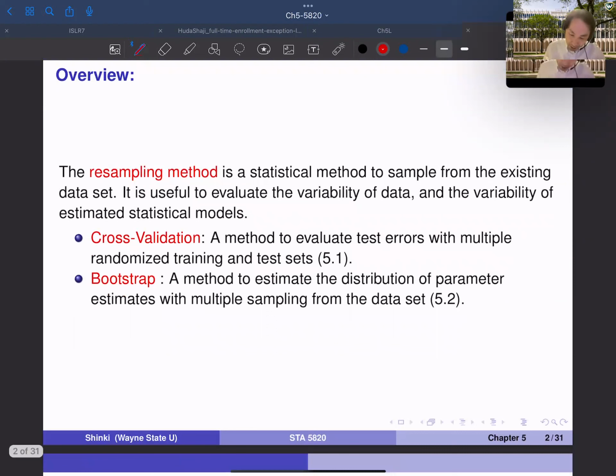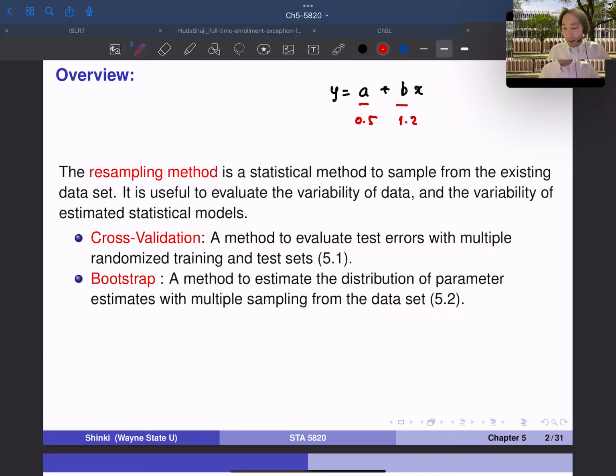So a resampling method is a statistical method to sample from an existing data set. It is useful to evaluate the variability of data and variability of estimated statistical models. For example, the linear model. Suppose we fit the model y is equal to a plus bx. Then you estimate a and b. Suppose the estimate of a is 0.5 and b is equal to 1.2. Then how reliable is this 1.2, and how reliable is this 0.5?